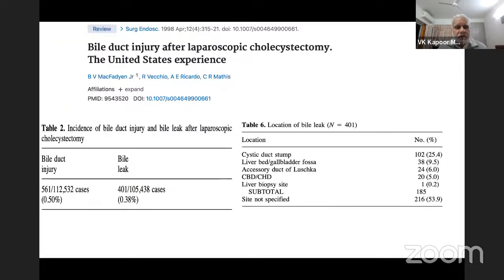And this is a very large report, a collective kind of experience, which again shows that bile leak and bile duct injury rates are to the tune of 0.4 to 0.5%, which means 1 in 200. 1 in 200 lab choles will have a problem, and these are the various sites from where bile leak can occur.